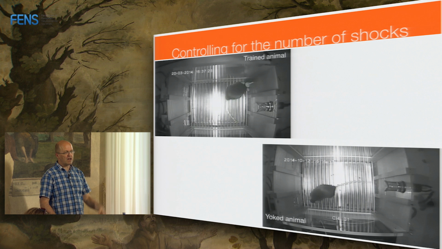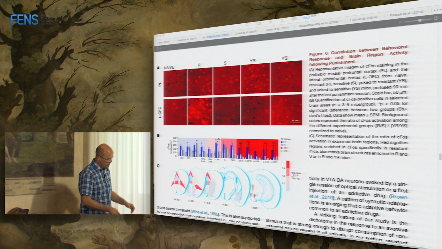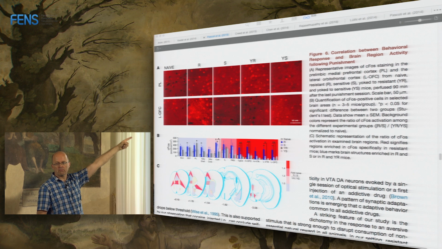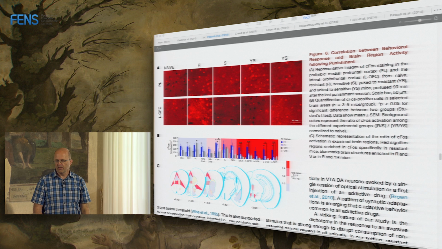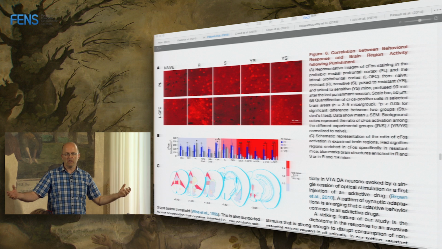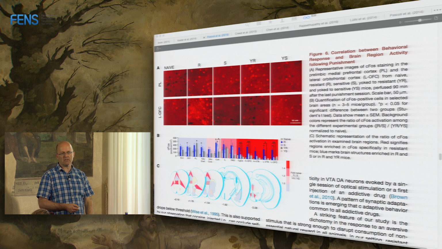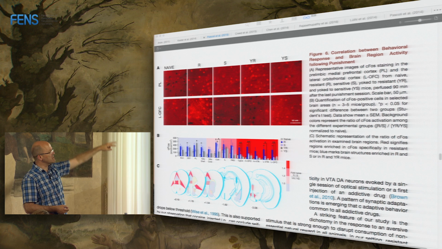Which, of course, didn't make the paper easier, because now we had to use 5 groups. You have the naive, the resistant, the sensitive, the yoke to resistant, and the yoke to sensitive. And we used c-Fos quantification in 15 different regions to get an idea where there could be something that would show us a difference between the resistant and the sensitive, but not between the yoked resistant and the yoked sensitive. Because who wants to describe panel A, the top, the examples, the top and the bottom?